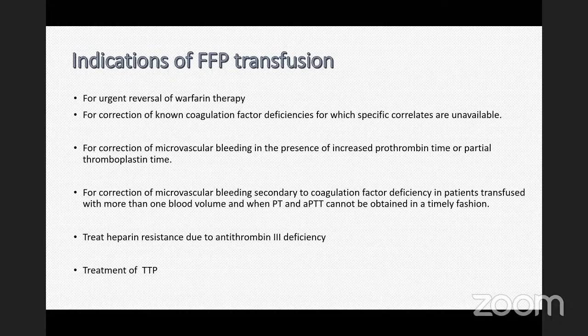So the indication for FFP, what is the indication? For urgent reversal of warfarin therapy, for example, for correction of coagulation factor deficiencies for which specific concentrates are unavailable, for correction of microvascular bleeding in the presence of increased prothrombin time or partial thromboplastin time, for correction of microvascular bleeding secondary to coagulation factor deficiency in a patient transfused with more than one blood volume and then PT or PTT cannot be obtained in a timely fashion. Treat heparin resistance due to antithrombin 3 deficiency, and also treatment for TTP.